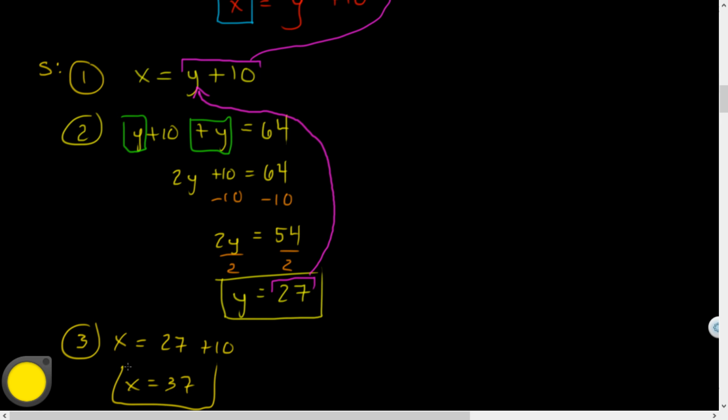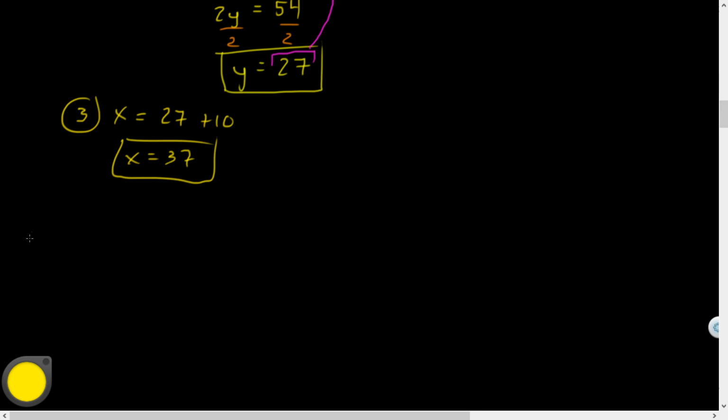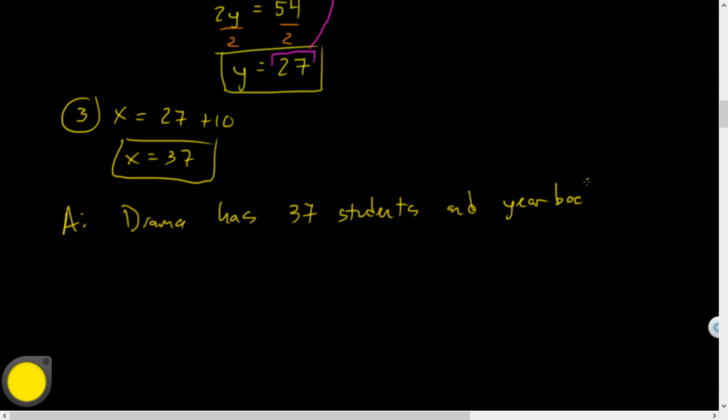So what does 37 and 27 mean in terms of this problem? 37. So drama has 37 students, and yearbook has 27. There we go. Bam! I love it.